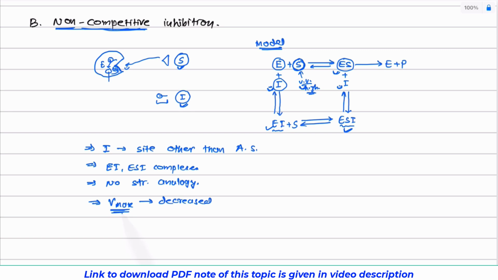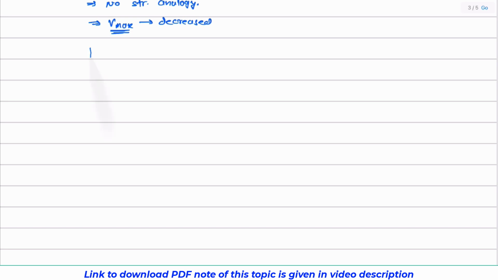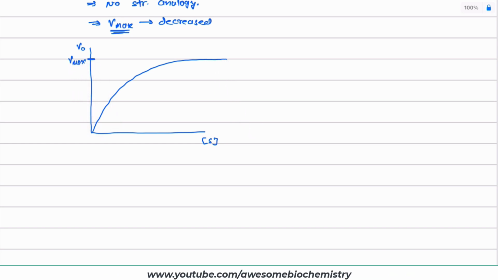Now let us try to understand this in a graph. Typically, we draw velocity versus substrate concentration. So velocity V0 on the y-axis and substrate concentration on the x-axis. And in the absence of inhibitor, the graph looks like this. Let's say this is the Vmax, the maximum velocity. Half of Vmax is somewhere over here, so this is 1/2 of Vmax, and the corresponding concentration of substrate is this one. And we know that the substrate concentration at half maximum velocity is called the Km value.